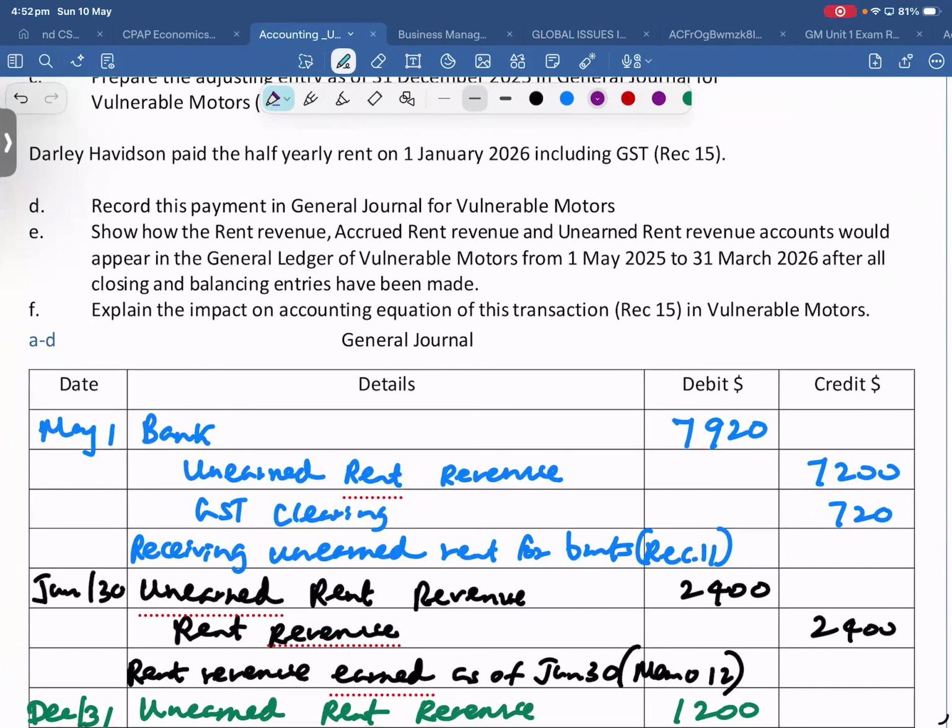Accrued rent 2,400. What are the months? November and December will be accrued, right? But there is an unearned rent revenue, which is the October month. So we are using that from the unearned rent, which is 1 month, and then accrued rent revenue 2,400. Any questions with this entry?